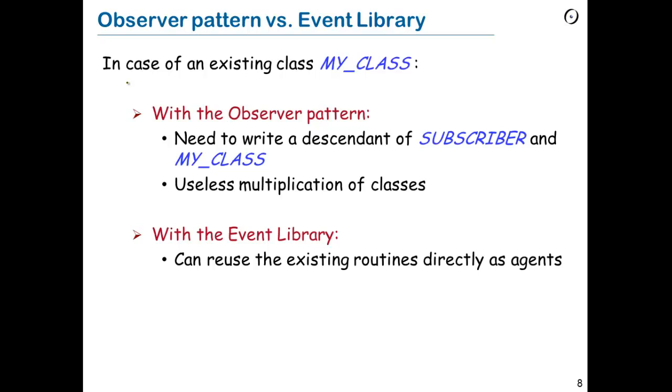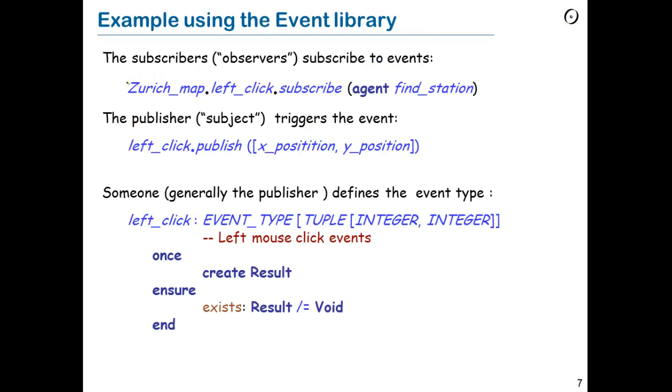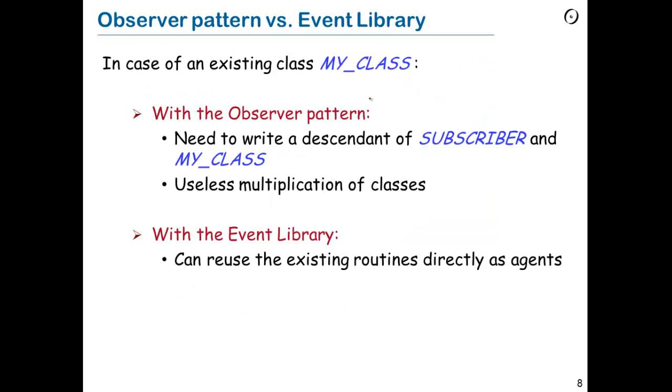So with the observer pattern, we needed to write a descendant of subscriber in my class. So we had an explosion of classes. Also, it was quite hard to handle arguments. As we saw here, we reused the existing routines directly as agents. What's really important here, you can think of the MVC pattern, is that find station is directly a routine from the model, the M of the MVC. We don't have any glue code to write.